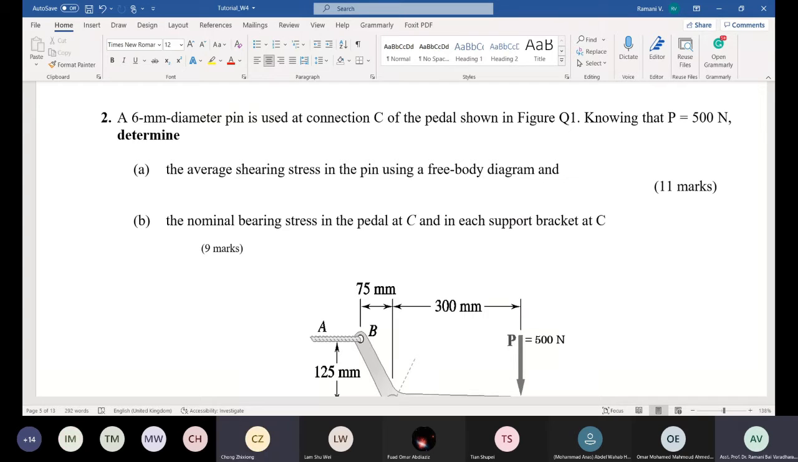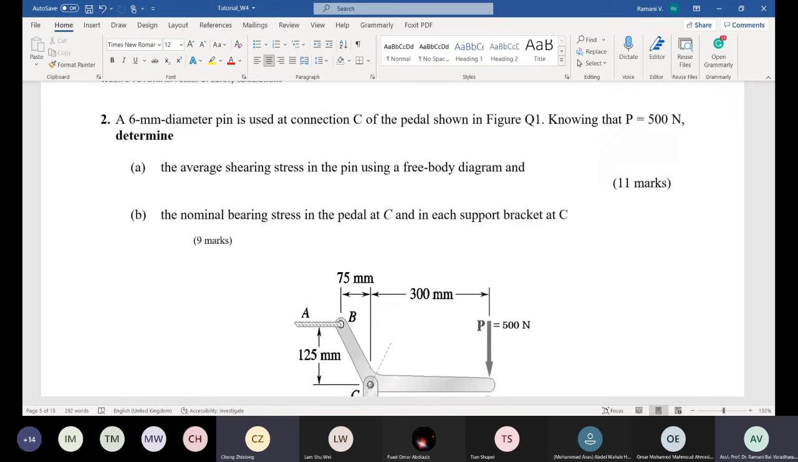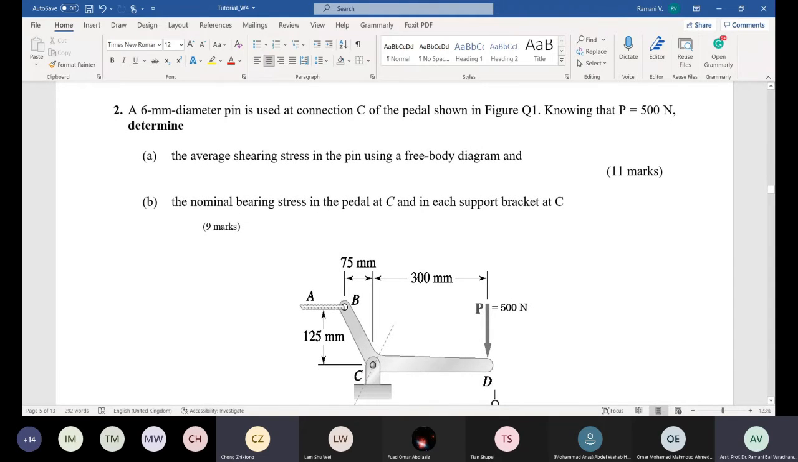A 6 mm diameter pin is used as connection C of the pedal shown in figure Q1. Knowing that P equals 500 N, determine the average shearing stress in the pin using a free body diagram, and the normal bearing stress in the pedal at C and in each support bracket at C.